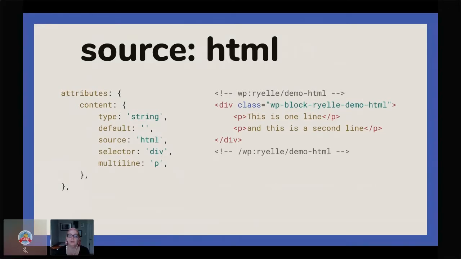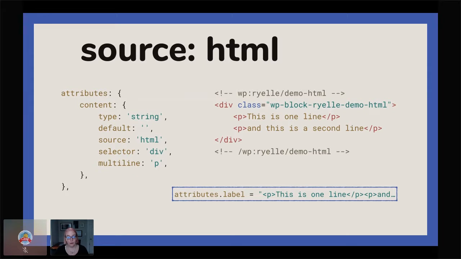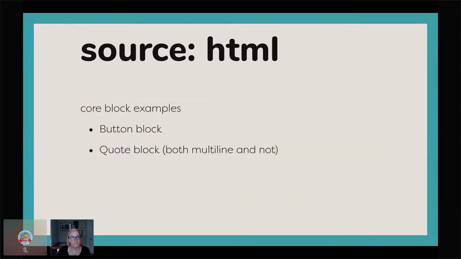The HTML source attribute also has another property called multi-line, and that will let you set up this multi-line, much like the rich text property. So in this case, it grabs both lines of paragraph tags, but it still gives you a string. It doesn't give you an array. It's still just a string. So blocks that use the HTML, some good examples to look at are the button block. The quote block uses both the multi-line for the quote itself and the non-multi-line for the citation.